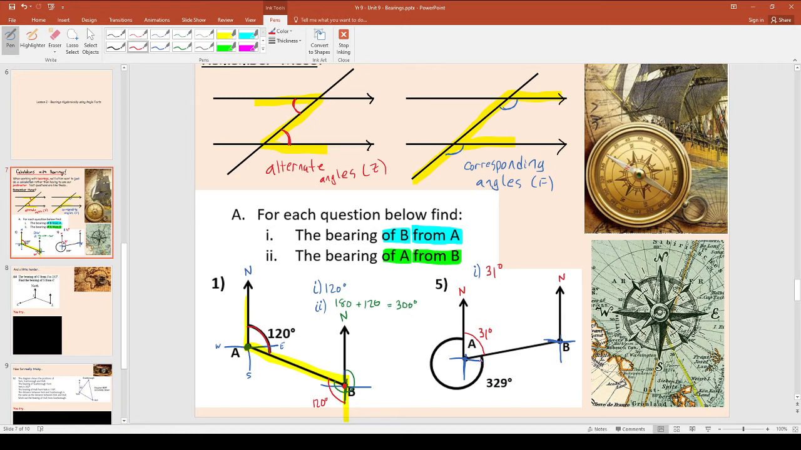Now here's where it gets harder. From B, buddies, if we're going to get the bearing of A from B, it's actually going to be this angle all the way around to there. So can anybody spot another trick to this? Has anybody got a plan? Well, if you said there's another angle, a Z angle, you're dead right.